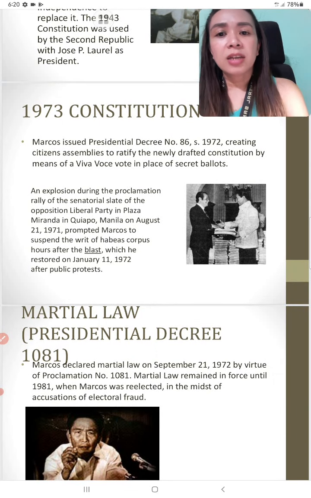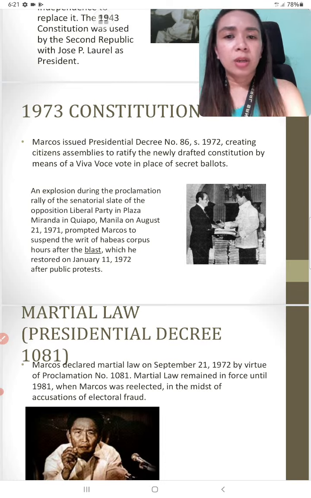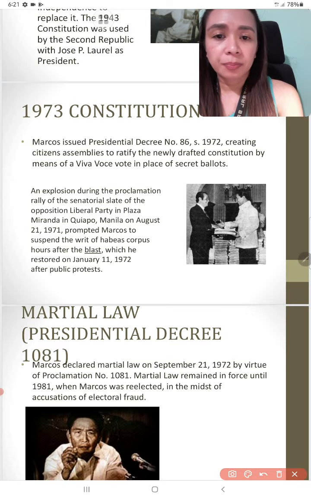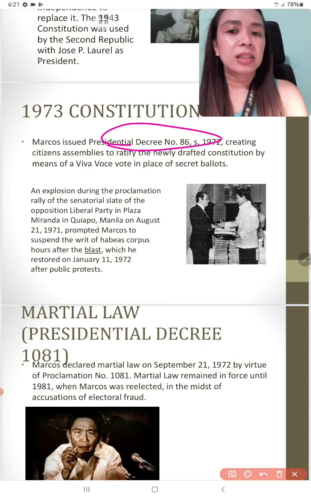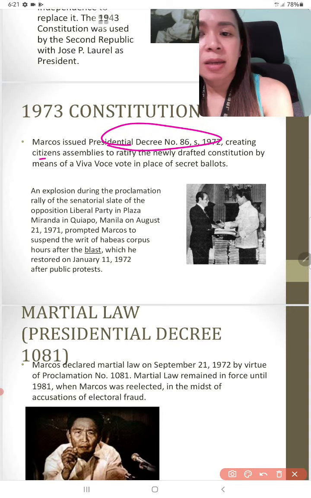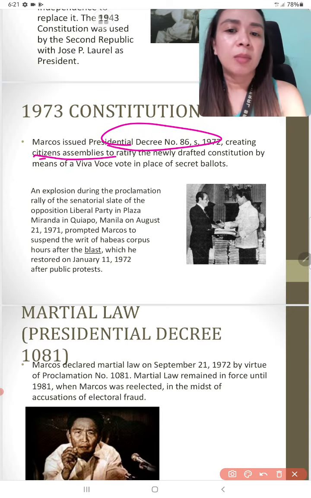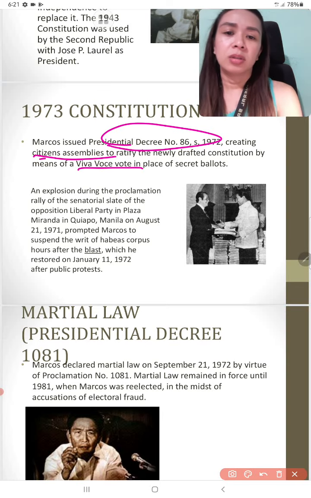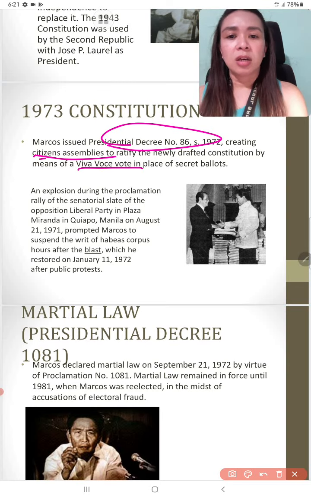Then, the 1973 Constitution, after the 1935 one. So this time, it's the period of Marcos. In 1972, through Presidential Decree number 86, Marcos created the Citizens Assembly to ratify the newly drafted Constitution by means of viva voce vote in place of secret ballots.